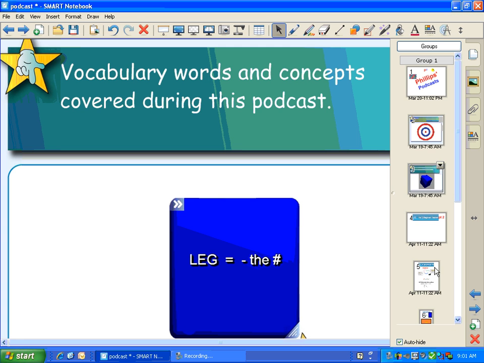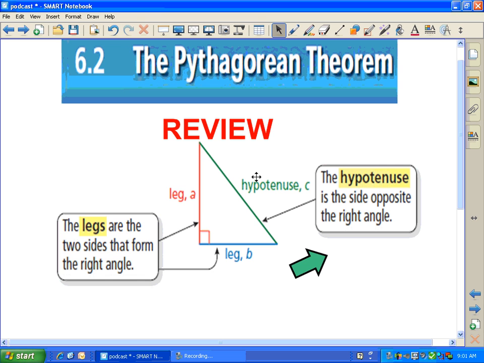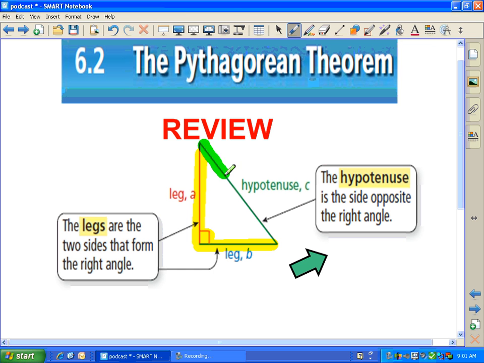So let's take a look at a problem. This is just a quick review from our last podcast. We said the legs are the two sides that form a right angle. By definition, these two sides of the triangle form the right angle. They are called legs. The longest side in any triangle is called the hypotenuse. The hypotenuse is opposite, diagonal from your right angle.